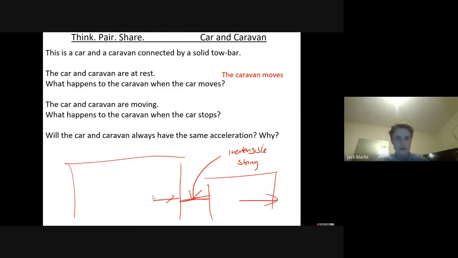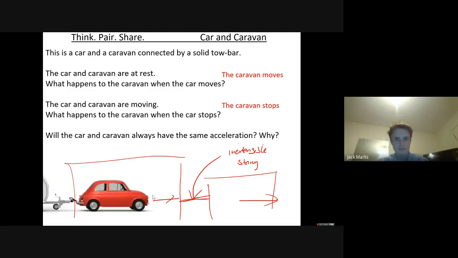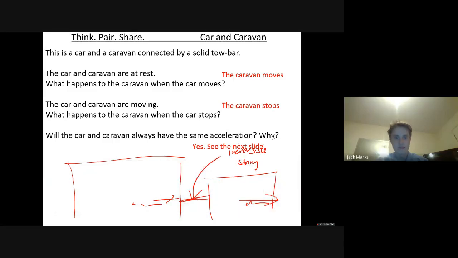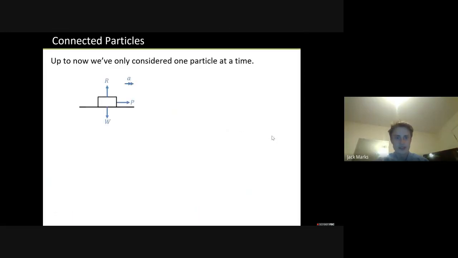Well, they're moving. So what happens when the car stops? What happens to the caravan? The caravan stops as well. So the car decelerates and the caravan decelerates. Again, the acceleration through them is the same. Will they always have the same acceleration? Yes, because of this inextensible string. So this is the idea we're going to use for connected particles.